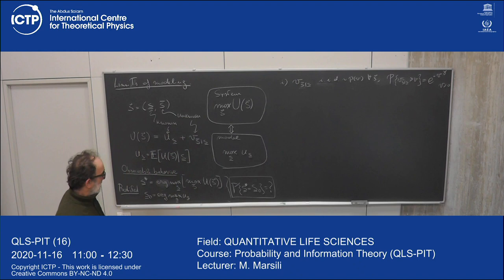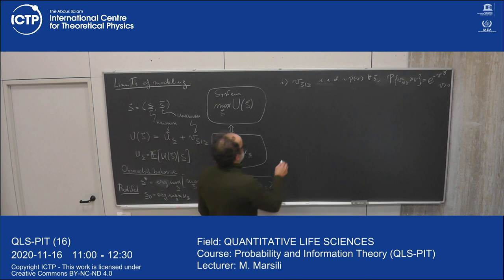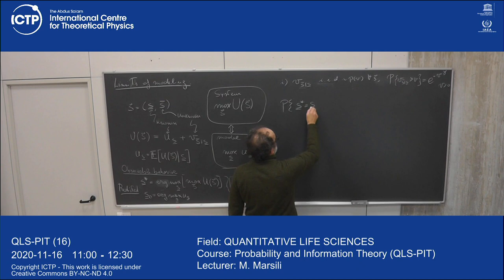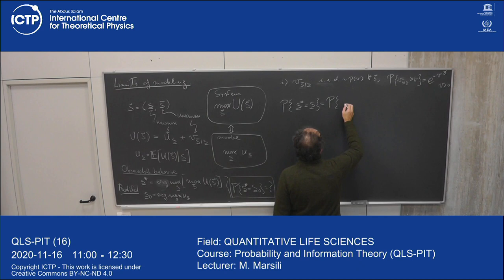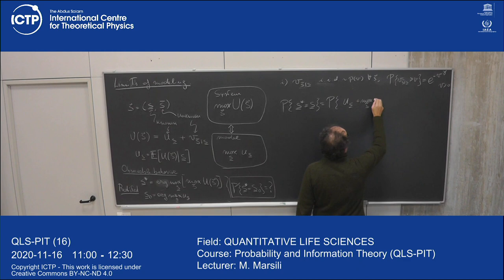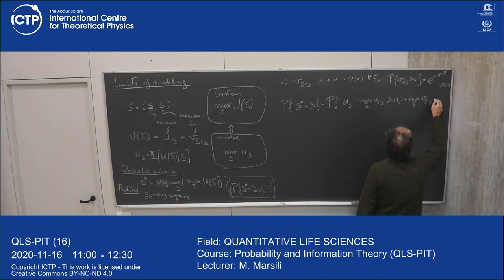Now, what I want to show is that we can write down an expression for this probability. Why? Because the probability of S star being equal to S, any S in general, is equal to the probability that U of S plus the max over S of V of S is larger or equal than U of S prime plus V plus the max over S of V of S, S prime for all S prime different than S. Okay?